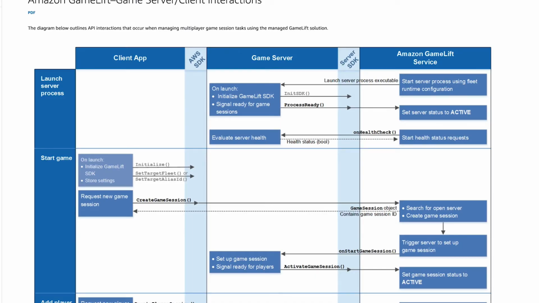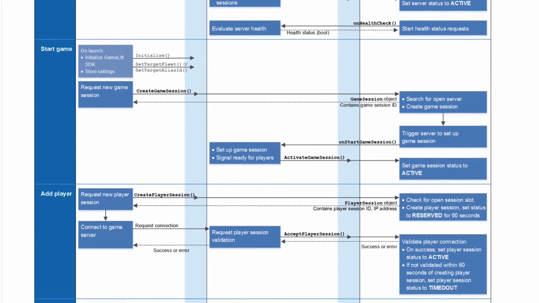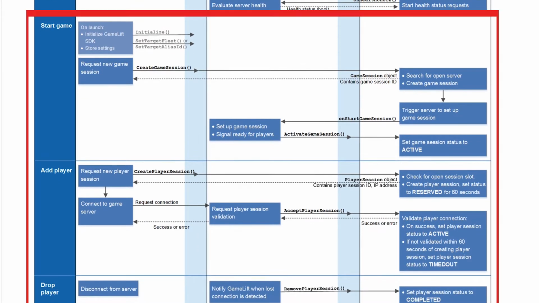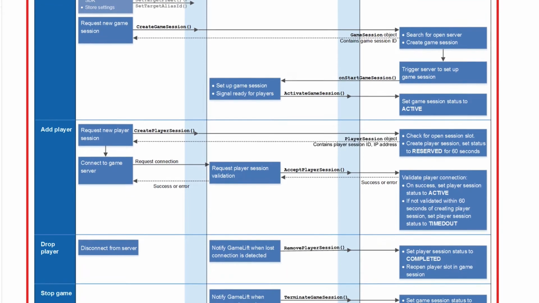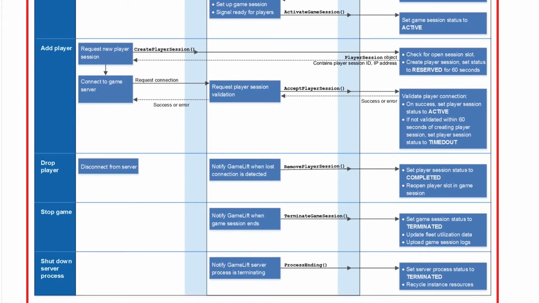Amazon provides this diagram to outline all the important GameLift API interactions for managing the entire lifecycle of a multiplayer game session. This video picks up from where the last one ended, continuing from the Start Game section. I'll review the Game Server column first, followed by the Client App column later in the video.